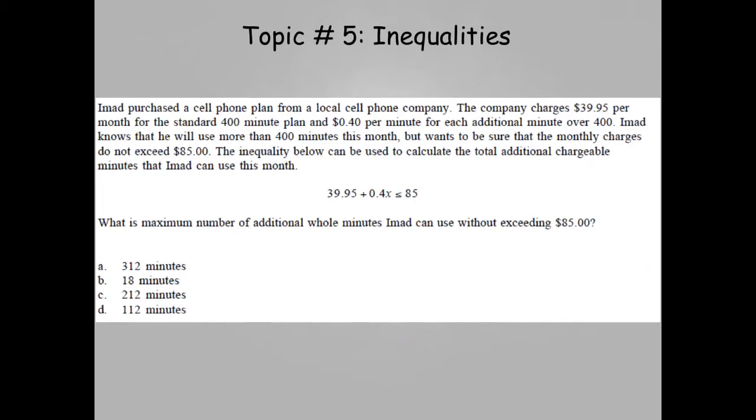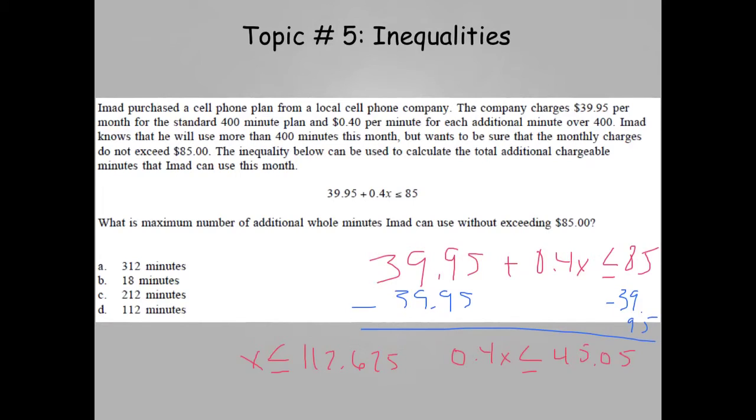Alright, so you try. I gave you a clue. This looks a lot like the last problem we did. So hit pause now, try to solve it, pick an answer, and then unpause. Ready? Go! So here's what I did. Subtracted 39.95 from both sides. Then the last step, we divide by 0.4, and I get x is less than or equal to 112. It's saying whole minutes, so I guess our best answer is D.